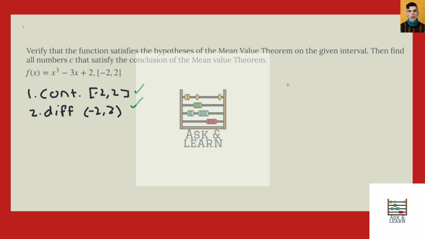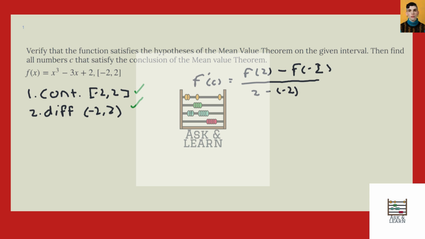And now the next question is to actually find the number of c's that satisfies the conclusion of the mean value theorem. And recall that the mean value theorem is simply that there's some value of c such that the derivative of f of x at c equals the average slope from -2 to 2. So in this case, it will be f of 2 minus f of -2, and then it will be all over 2 minus -2.